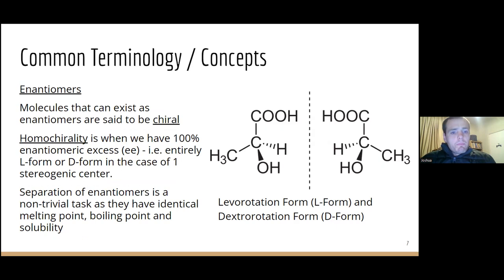Molecules that can exist as enantiomers are said to be chiral, which means that they have a left-handedness or a right-handedness, or L form or D form. Homochirality is when we have 100% what they call enantiomeric excess. So you've either got entirely L form or entirely D form. Separation of enantiomers is a non-trivial task, as they have identical melting point, boiling point, and solubility.